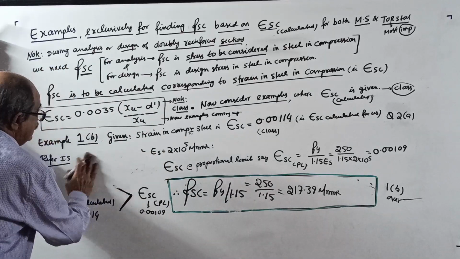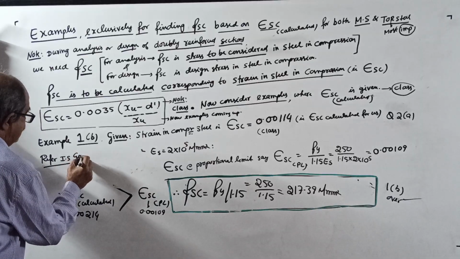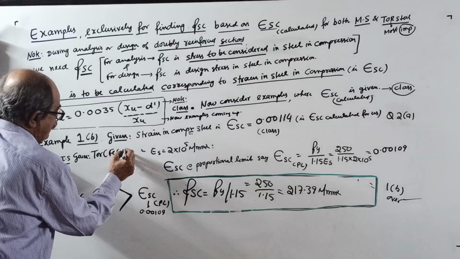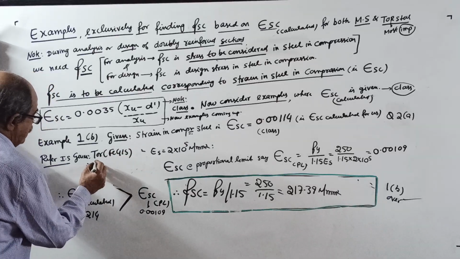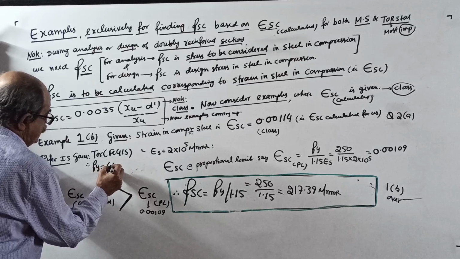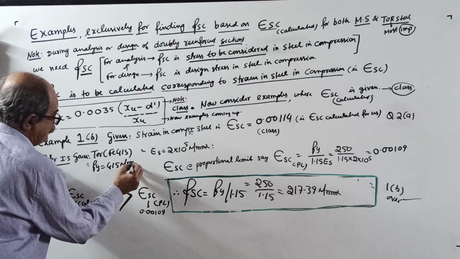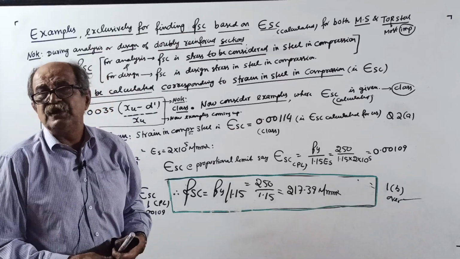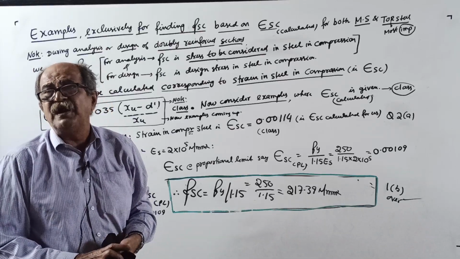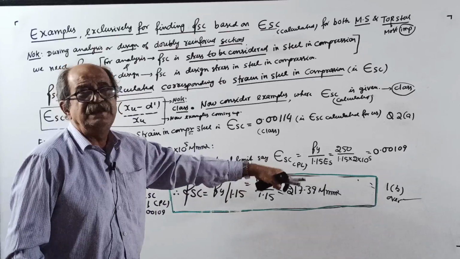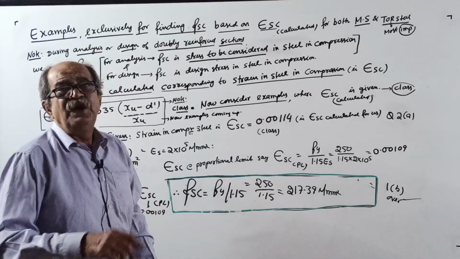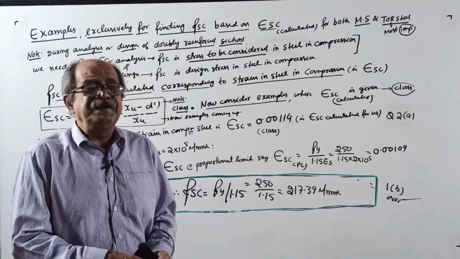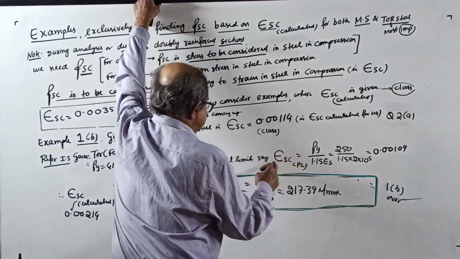The steel is given tar steel of grade Fe415. Therefore, remember later Fy equal to 415 Newton per mm square. Remember, same procedure. If they give tar steel of grade Fe500 or any grade, value will change. Okay, start. Question is what? Find FSC if strain in compression steel is point.